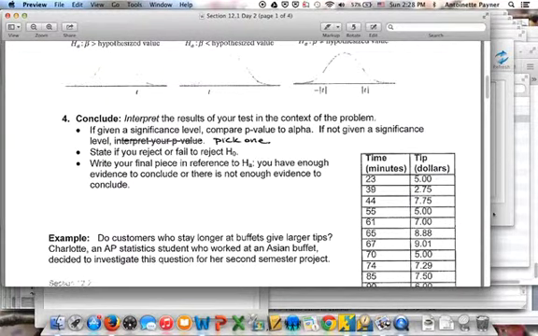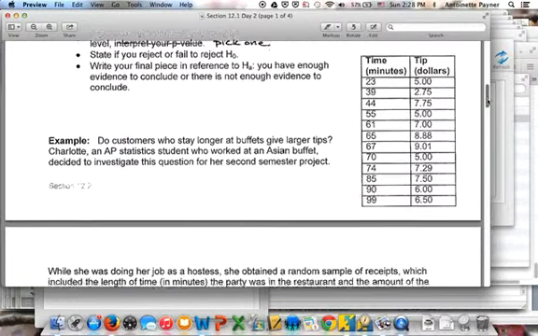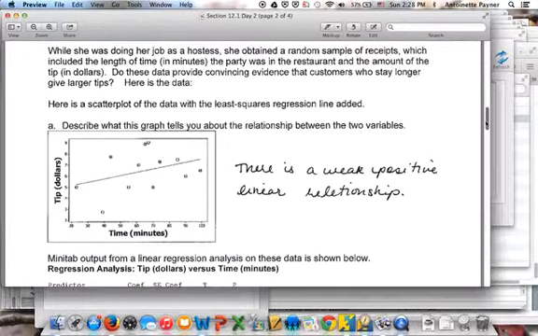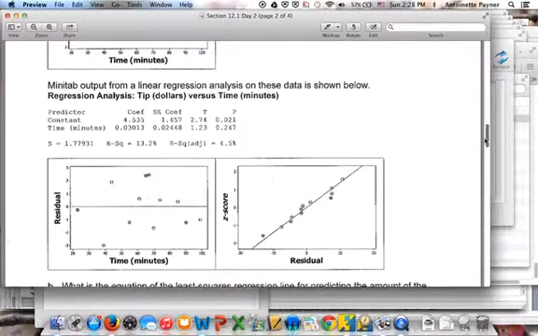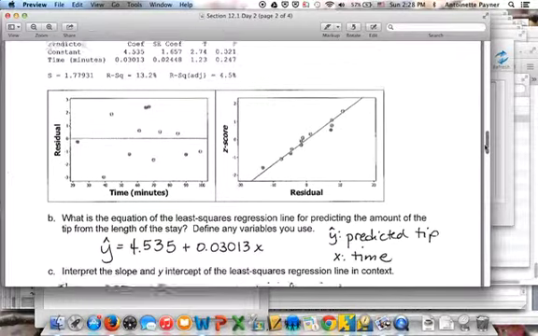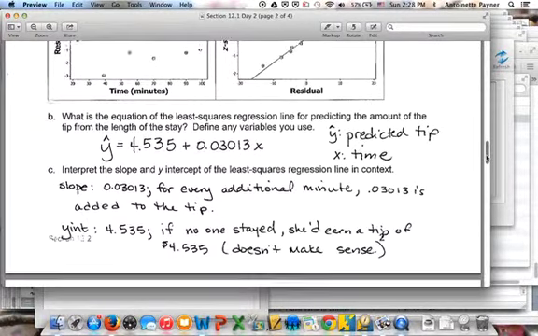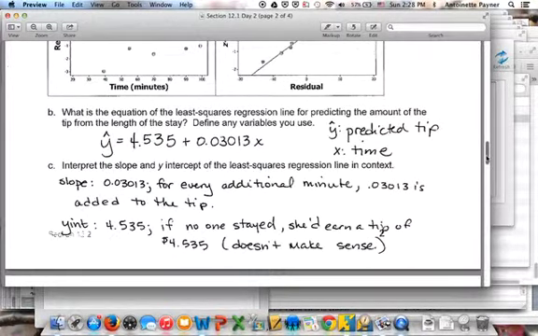Alright, here's an example about tips and time. So when you just look at the scatter plot, you see that there is a weak positive linear relationship. Here's computer output. There's the least squares regression line, so I just got it from the output here. There's my interpretation of slope and y-intercept.